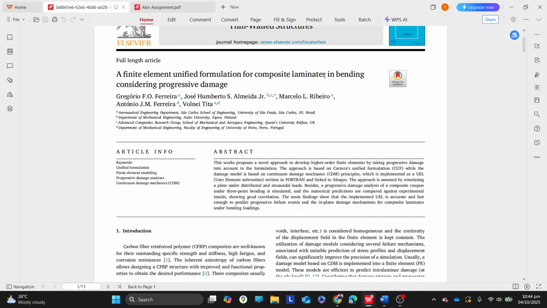To conclude, this paper bridges the gap between theoretical composite mechanics and material structural simulations by combining CUF with CDM. Ferreira and colleagues provide engineers with a computational tool that is not only accurate but also efficient. This makes it highly valuable for designing safe and reliable composite structures in fields where performance is critical, such as aerospace, automotive, and renewable energy.